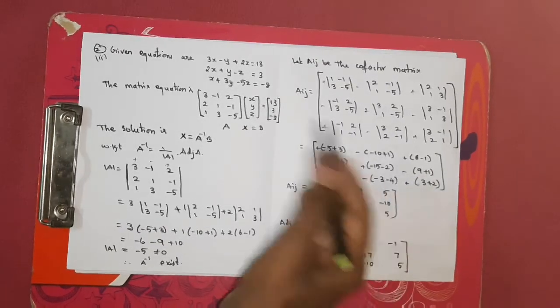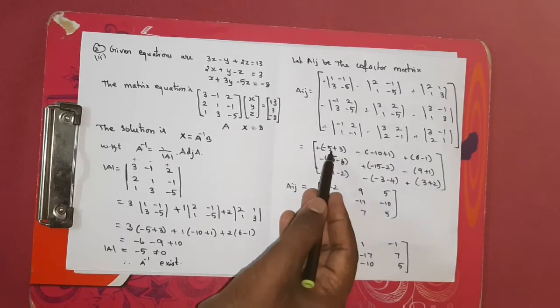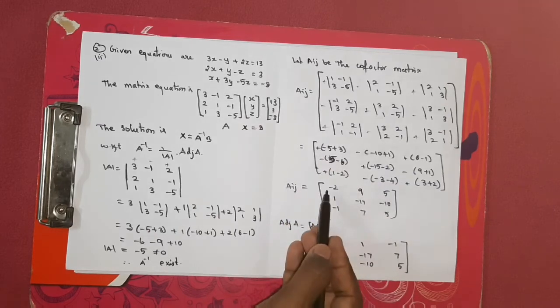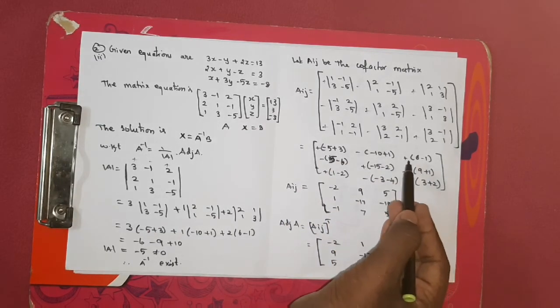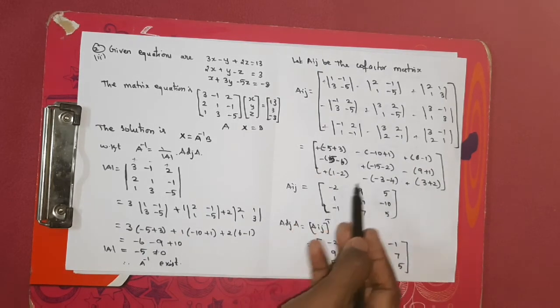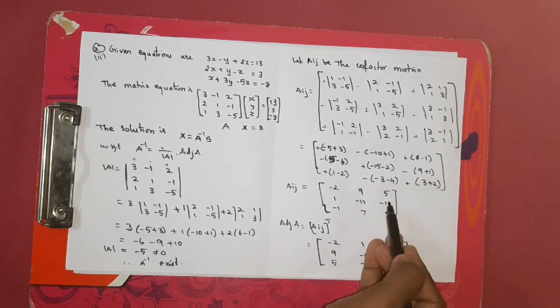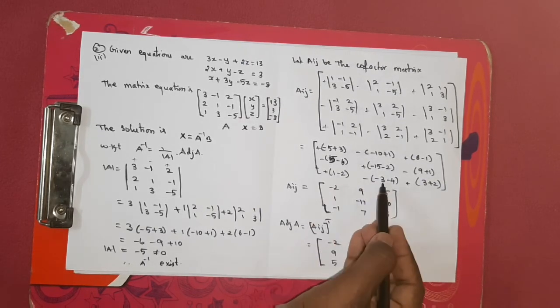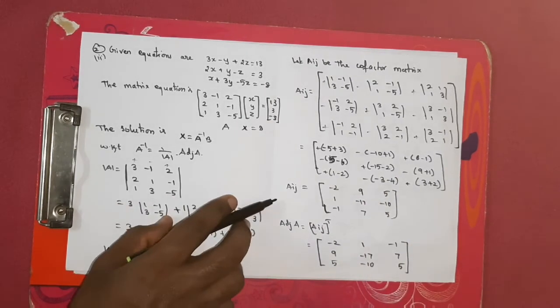And outside the bracket you have to give the same sign, plus minus plus minus plus minus. So here minus 2 into plus is minus 2. Here minus 9, minus of minus, plus 9. Here 5 into plus, plus 5. Here minus 1 into minus, plus 1. So here minus 17 into plus, minus 17. So here minus 10. So here minus 1. Here minus 7 of minus, plus 7. So here 5. So we got Aij.